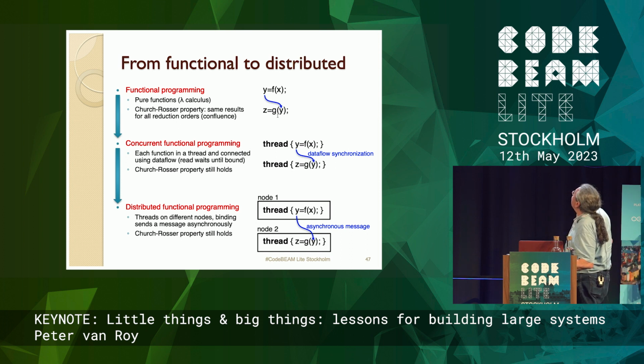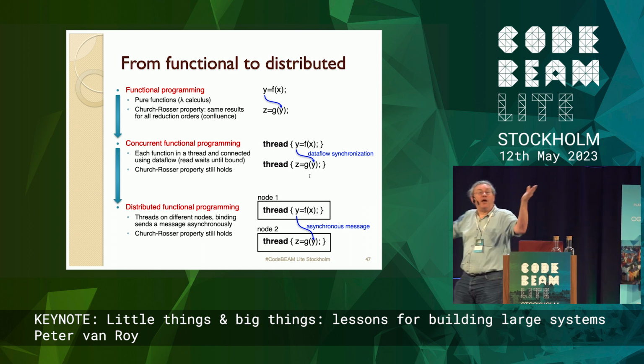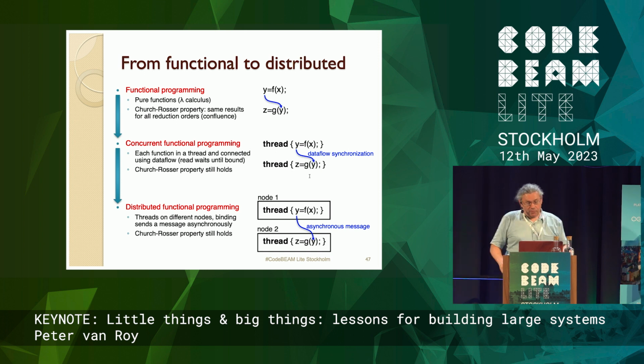Now I make this concurrent. y is f of x runs in a thread. z equals g of y runs in another thread. Well, we can still run the same program. How does it work? We add dataflow synchronization. So for g of y, if the y is not yet computed, you just synchronize. You wait until the y is available. And it's perfectly correct. You have a beautiful, functional program.